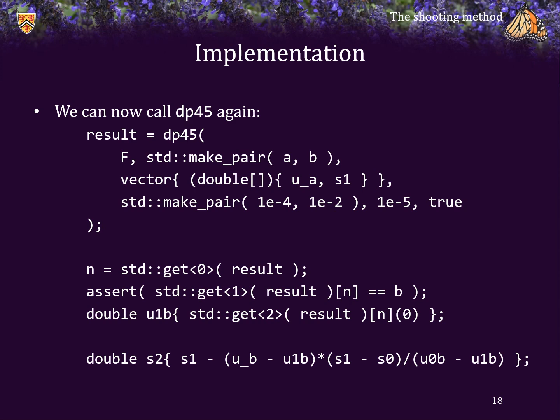You'll recall that we determined the appropriate expression for the secant method to determine the next slope, and that is shown here. And now we would simply repeat this whole process over and over again until successive approximations, or the value of the function evaluated at b, is close enough to u sub b.